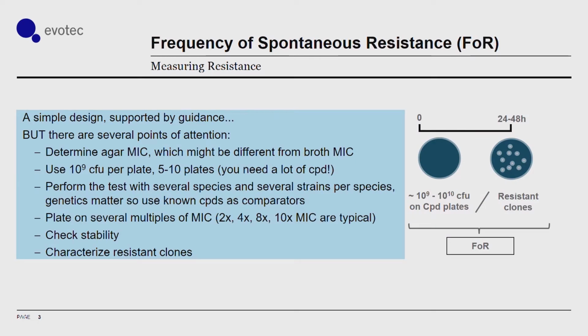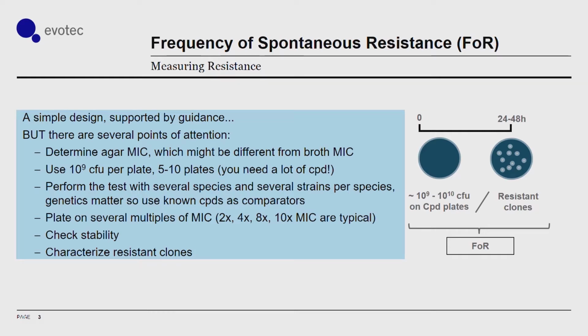The frequency of spontaneous resistance is the very simple design that's already been presented. Basically, you plate the bacteria on a plate that has the compound of interest. You incubate for usually 24 hours, but you can go a longer period of time if you want, because sometimes you see different mutants coming up after a longer time. And you measure the number of resistant clones, and then you do a ratio of the resistant clones over the total population, and that gives you a frequency. So it seems simple enough, and yet there are a few points that I wanted to bring.